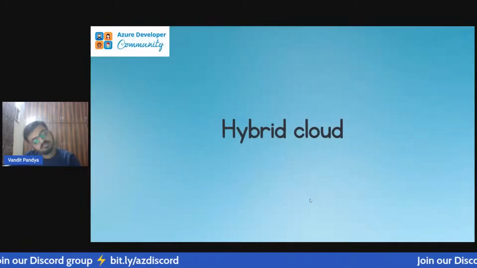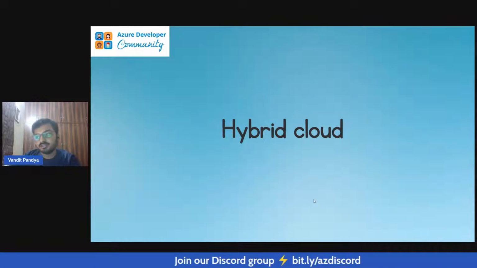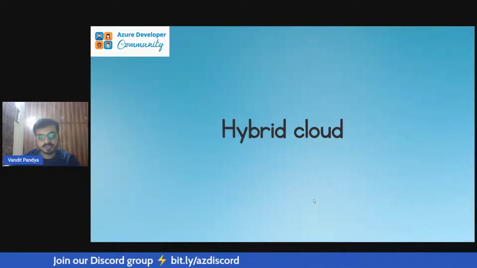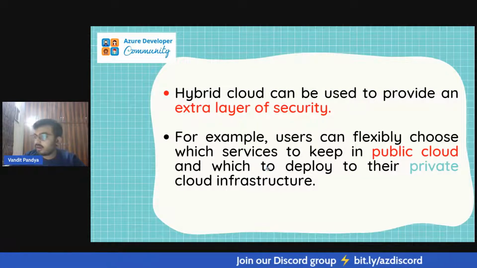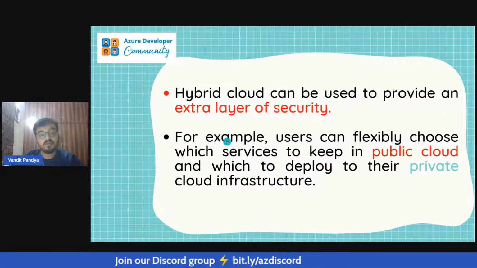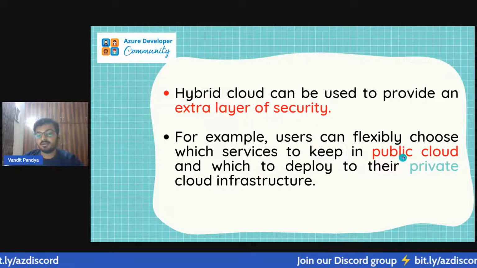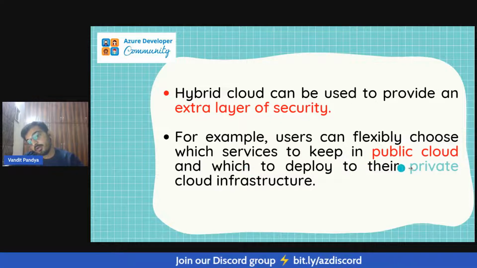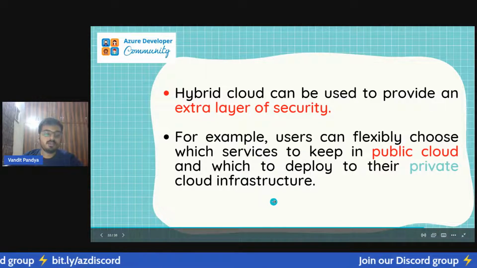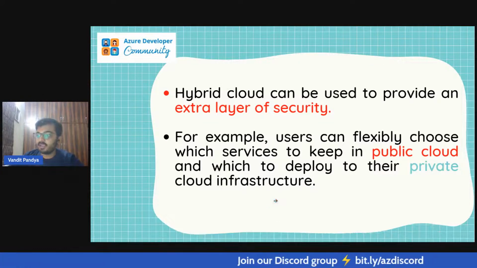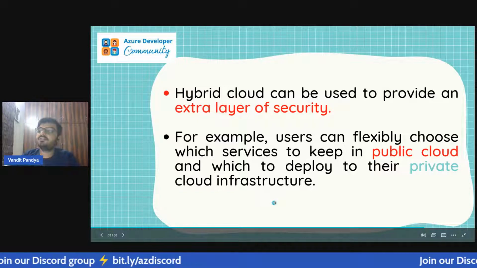And the hybrid, you can think about what it is. Hybrid is made up of a private and public combination package. In that, we can add an extra layer of security. What is that extra layer of security? The user can flexibly choose which services to keep in the public cloud and which to deploy in the private cloud infrastructure. For example, you can deploy your application into the public cloud and your database into the private cloud. Using that, you can make the application more secure.